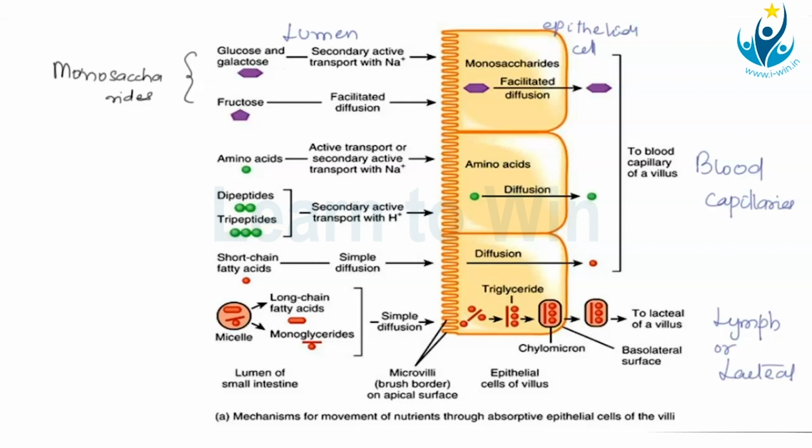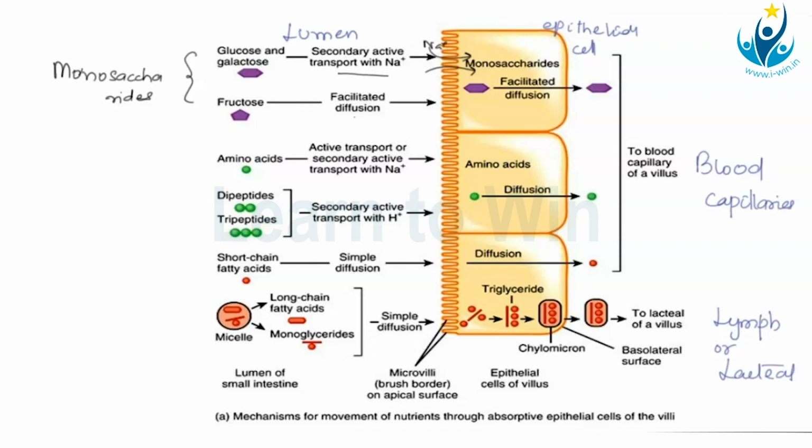Glucose and galactose move by secondary transport with Na, which means they are going to use the co-transport method. They will move along with the sodium ion. Along with the sodium ion, the glucose and galactose will come inside, and from there they will further move into the blood capillaries. Okay, fructose on the other hand comes in with the help of transporter proteins. A group of transporter proteins will help in the movement of fructose, right?